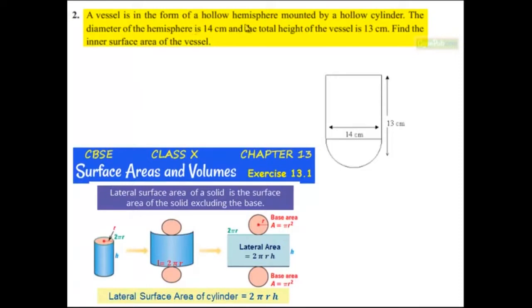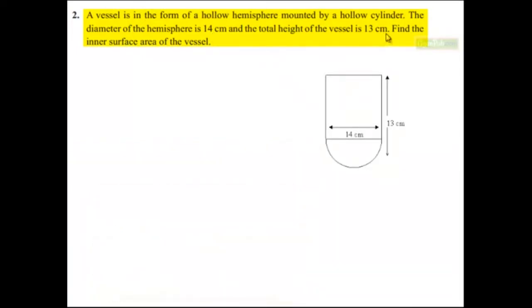A vessel is in the form of a hollow hemisphere mounted by a hollow cylinder. The diameter of the hemisphere is 14 centimeters and the total height of the vessel is 13 centimeters. Find the inner surface area of the vessel. Now moving on to the solution.